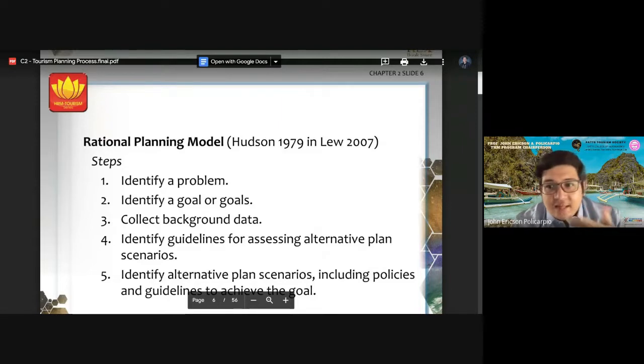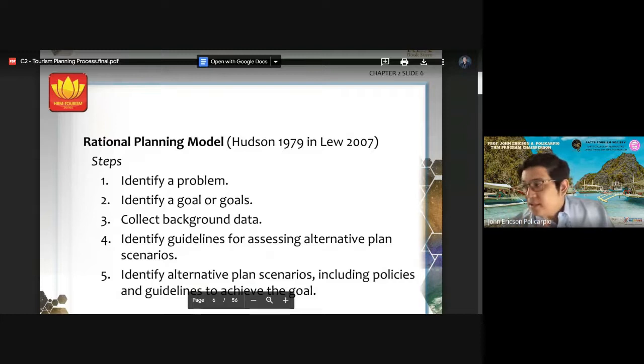Like in your research before, diba? There's no problem, a solution won't exist if there's no problem. And problems are meant to be solved. Therefore, in terms of planning, we first identify what would be our problem. Bakit nga ba tayo magko-conduct ng isang tourism plan? And then, after we identify our problems, we set our goals. What will be the goals of this plan? What will be the end of this plan? What is the end in mind?